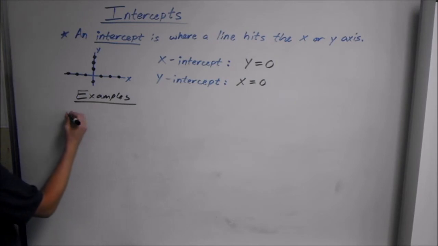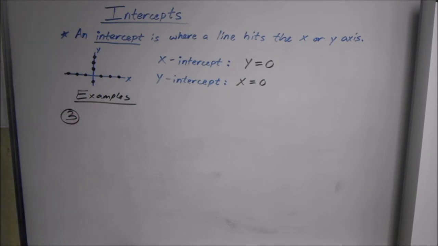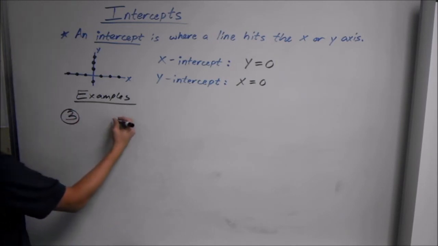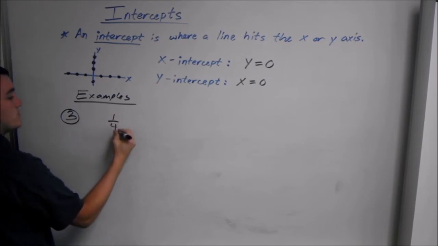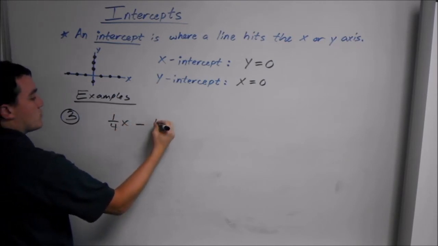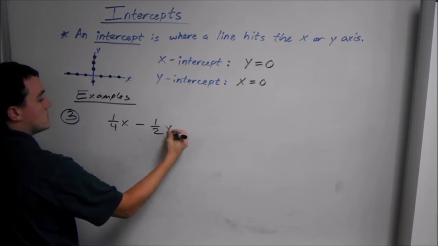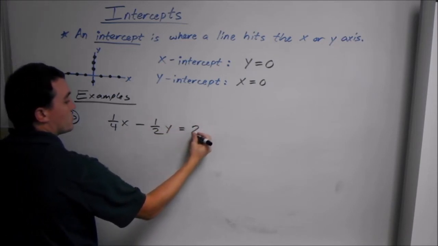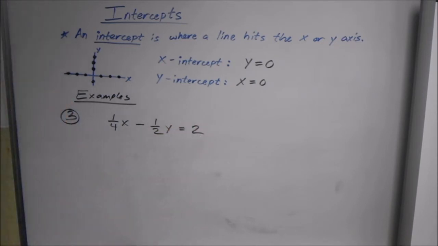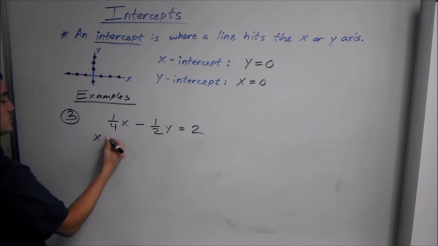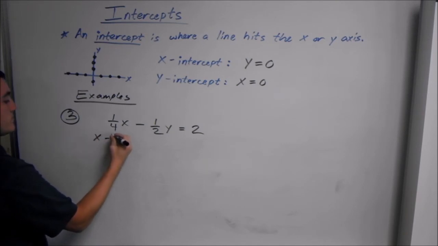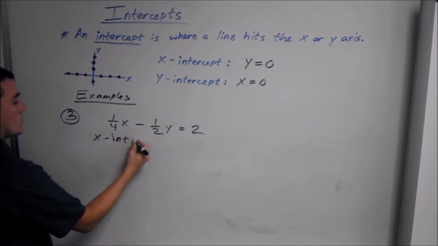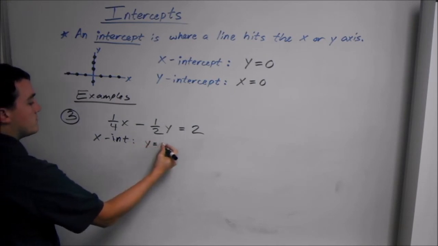Example number 3. Say we have 1/4 x minus 1/2 y equals 2. And we want to graph using the x and y intercepts. So it's the same thing we've been doing. To find the x-intercept, we plug in y equals 0.